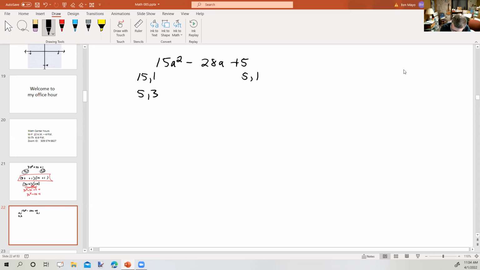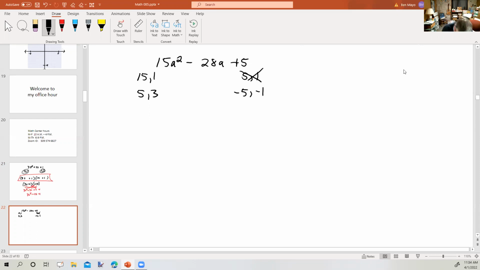But the middle term is negative. Well, 5 is positive, so it has to be positive times positive or negative times negative. But to get a negative middle term, we couldn't have positive times positive. So basically, we've got those possibilities.